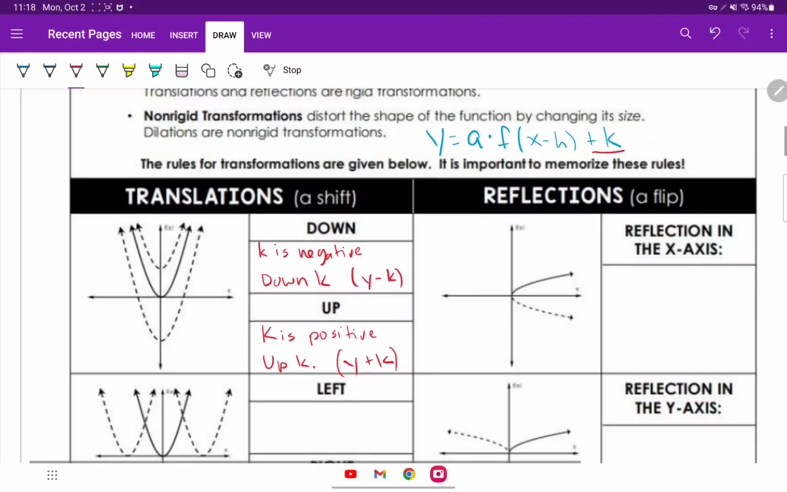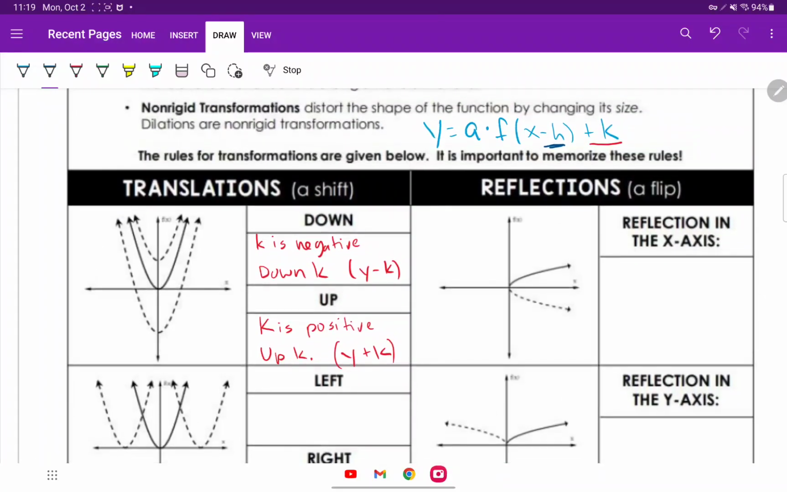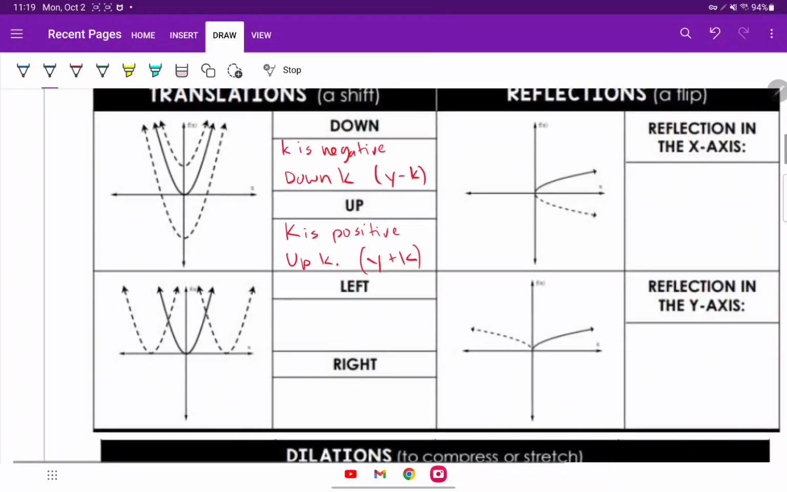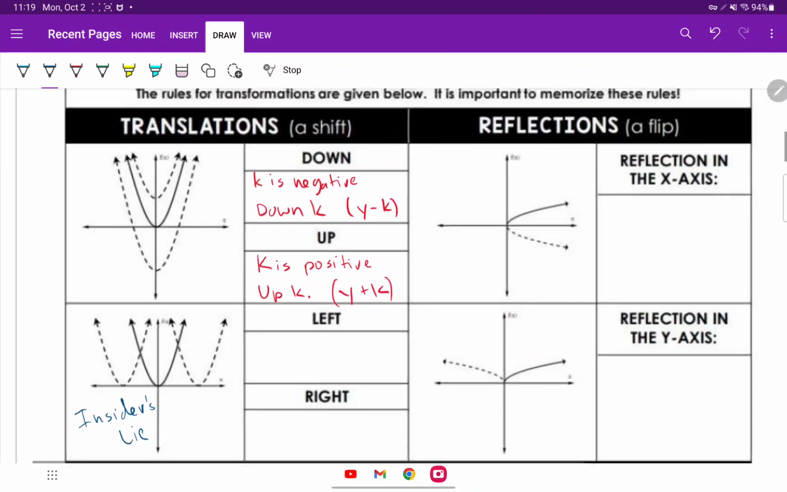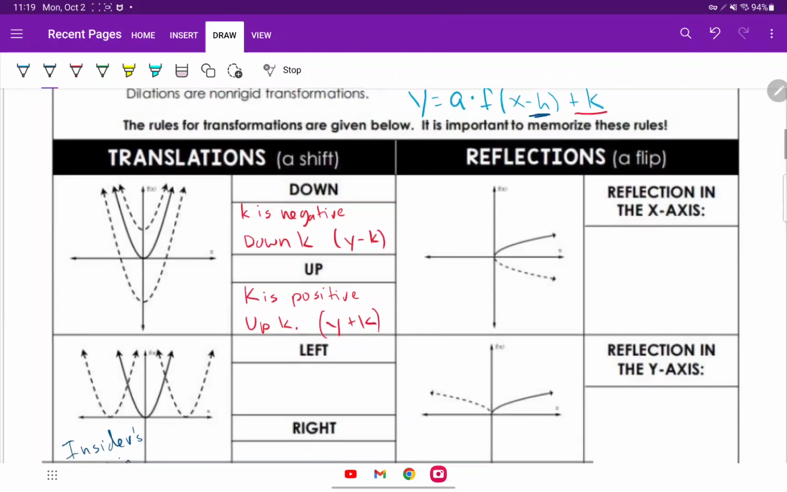All right, next we're going to talk about our left and right movements. And our left and right movements are going to be considered h right here. And one thing about h, notice that's inside the parentheses. So anything inside the parentheses, we use a phrase saying insiders lie. And what that means is it's not the truth yet. You actually have to fix it, right? So it's kind of the opposite of what you see. Now, after you fix the lie, then you write your transformation.